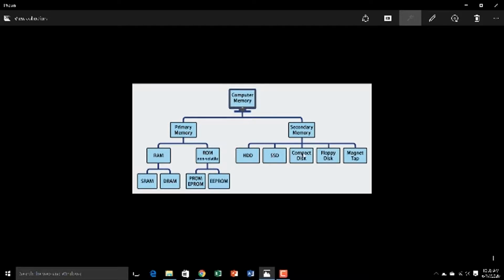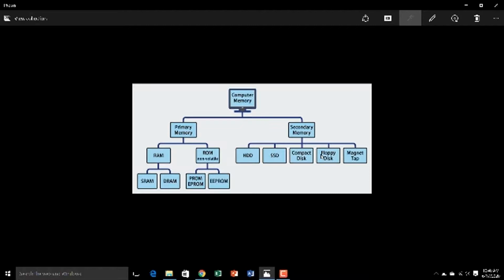Now the third one is compact disks, floppy disks and magnetic tape. These are also secondary memory, storage devices. The primary memory has two parts, RAM and ROM. RAM is a volatile memory, so you cannot store data permanently. When the computer is turned off or electricity is not available, the data is lost. ROM is a non-volatile memory, which means you can store data and instructions permanently. ROM can only be read by the CPU.